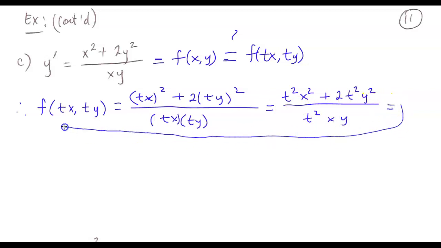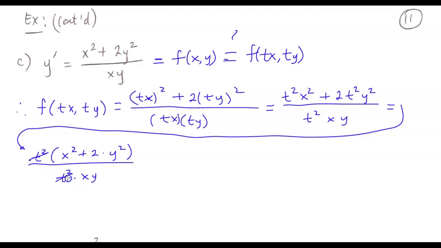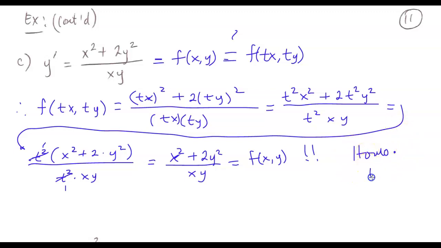And of course, you can kind of see that this should work out here because we have a common factor of t squared in both terms here in the numerator. We have the same thing here in the denominator. So if I factor that out, I'll have x squared plus 2y squared here, all that over t squared times xy. This just reduces to 1. And here we end up with what we started with on the right-hand side. So this is a first order homogeneous ODE.